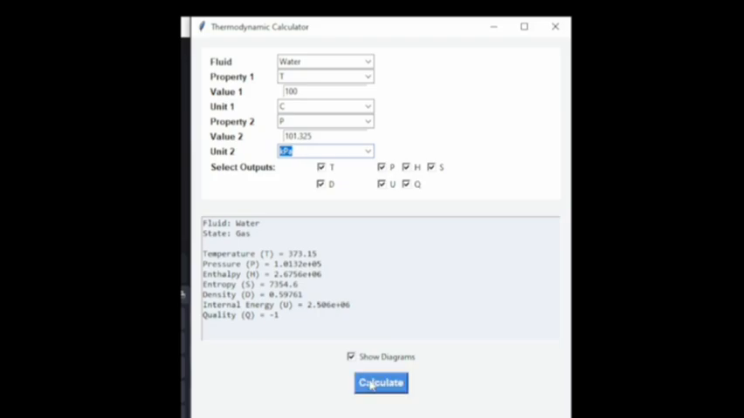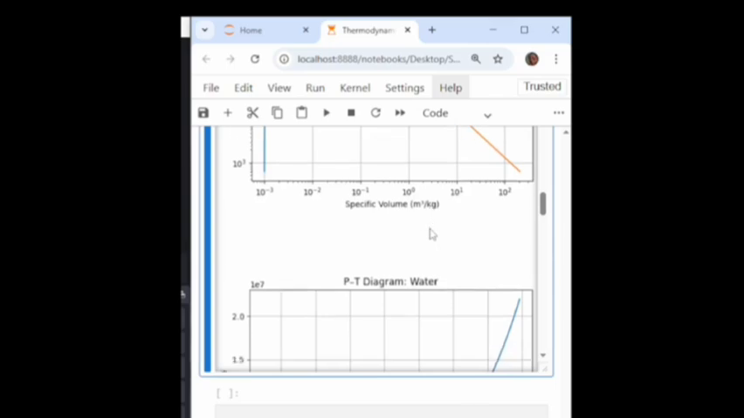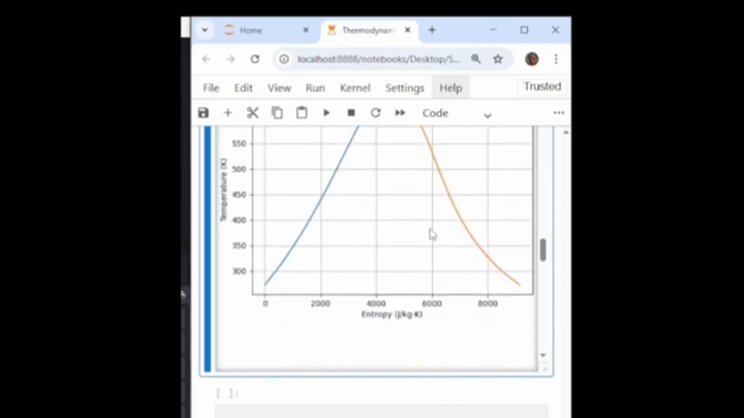Okay, yes, it has given us the same thing. And you see all our outputs are in SI units. That's why we are seeing 373 here, even though it's 100 here. So it changes everything to SI units. So we are done. Let's see what the graphs look like. Yes, you can see that they are all the same. We are still getting the same graph.